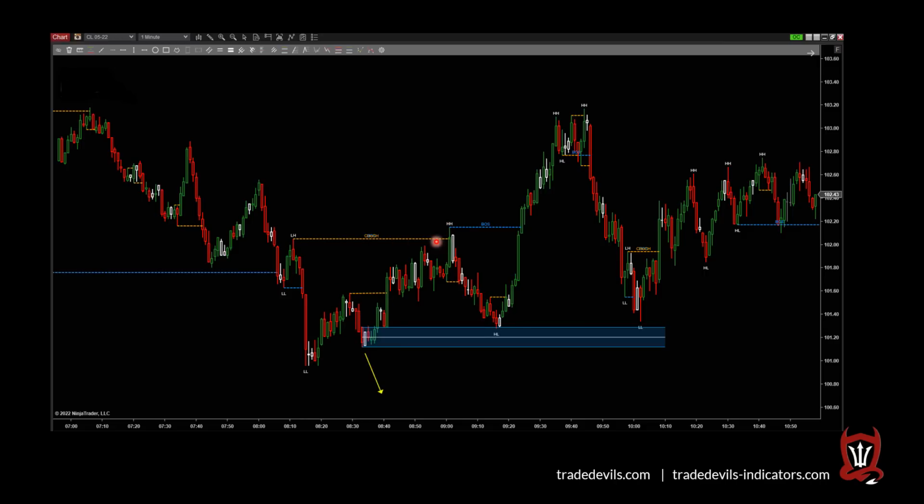So we have multiple changes of character here. Ultimately, I get a break of structure here. But note here, once I see this failure swing, I have the conditions for the potential flip or trend change. So as I come here, now I've got a higher low. Again, this would just be rudimentary price action here. Lower low, lower high, lower low. Oh, all of a sudden I got a higher low. Oh, now I got a higher high. Do I have a potential?